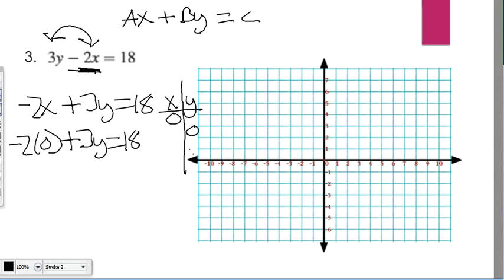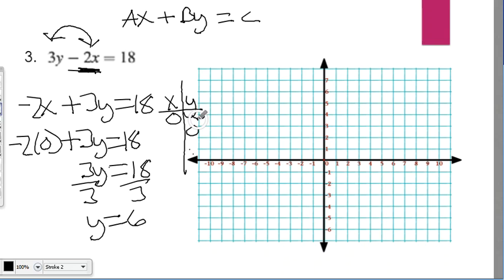Okay. And whenever you are finding the x and the y intercepts, because you're letting one of the variables be 0, that term is just going to drop completely out. So negative 2 times 0, that's just a 0. So then we're left with 3 times y equals 18. And to get the y by itself, we divide by 3. So y equals 6. So when we let our x be 0, our y is 6.